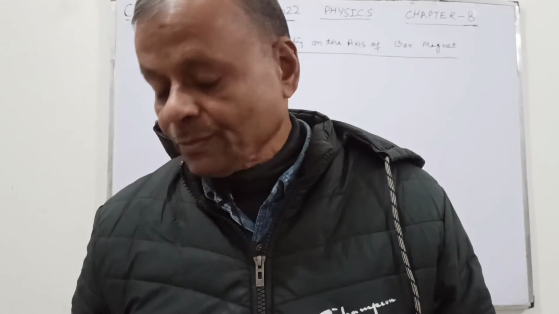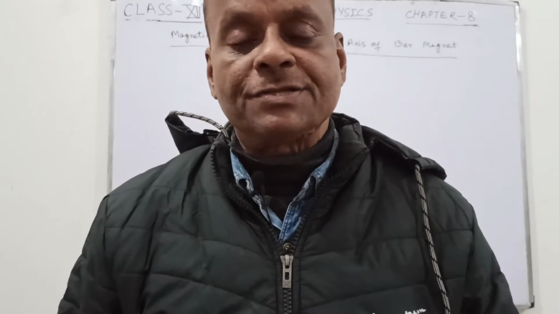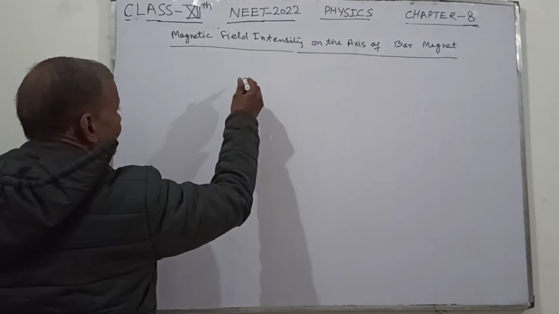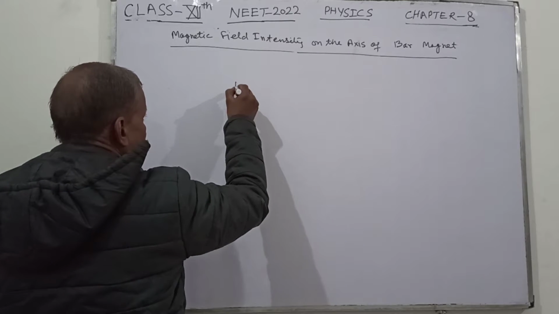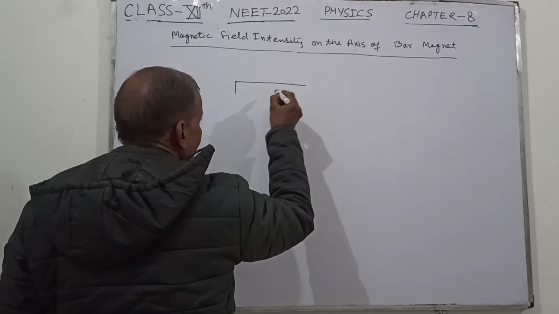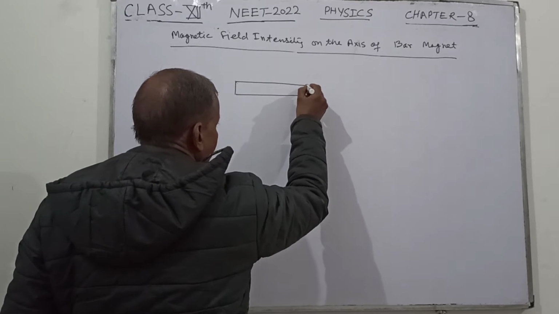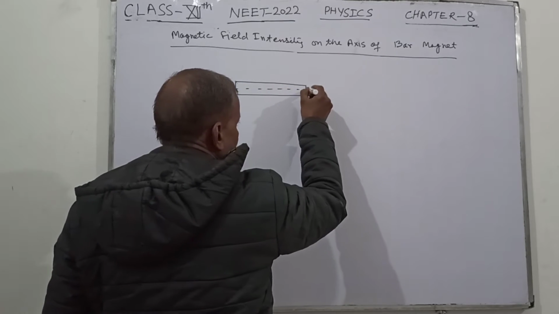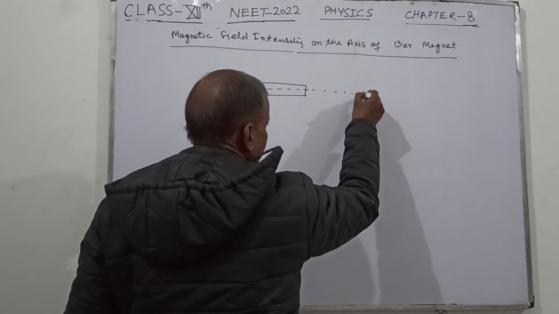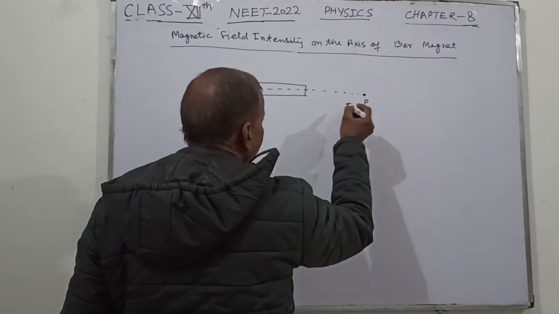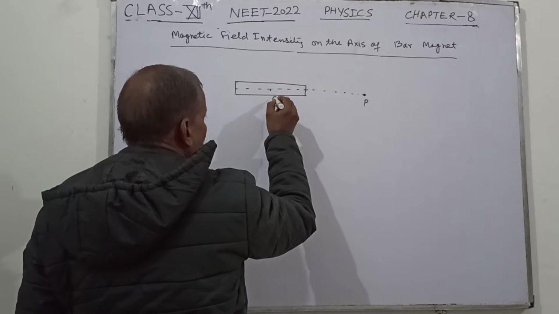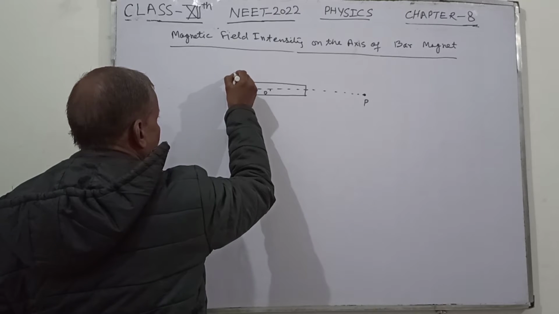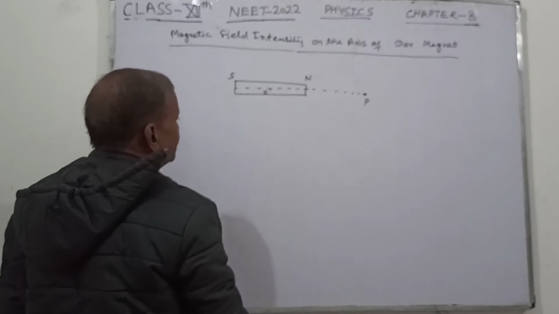Now I am taking the magnetic field intensity on the axis of the bar magnet. Let this be a bar magnet. This is the axis of the magnet. This is the point P. This is the center O. This is S, and this is N.